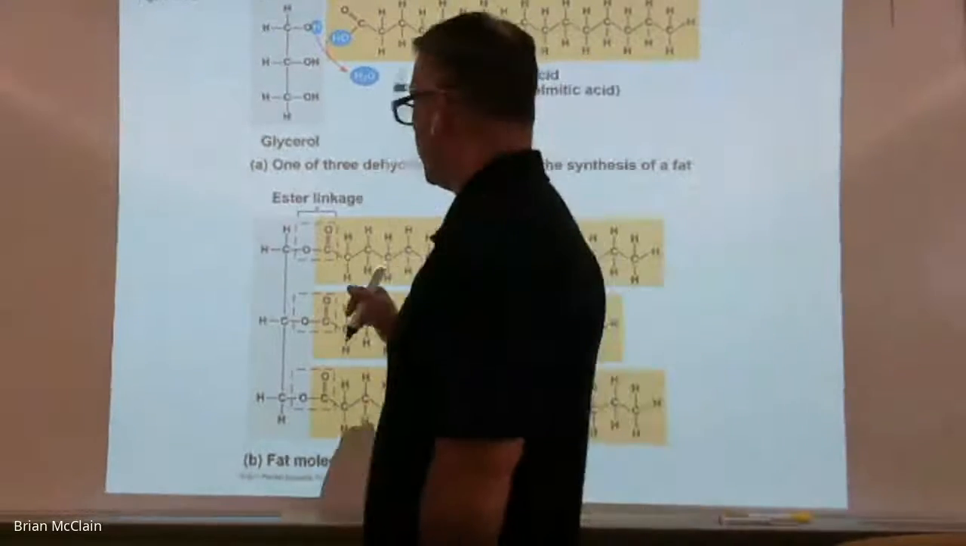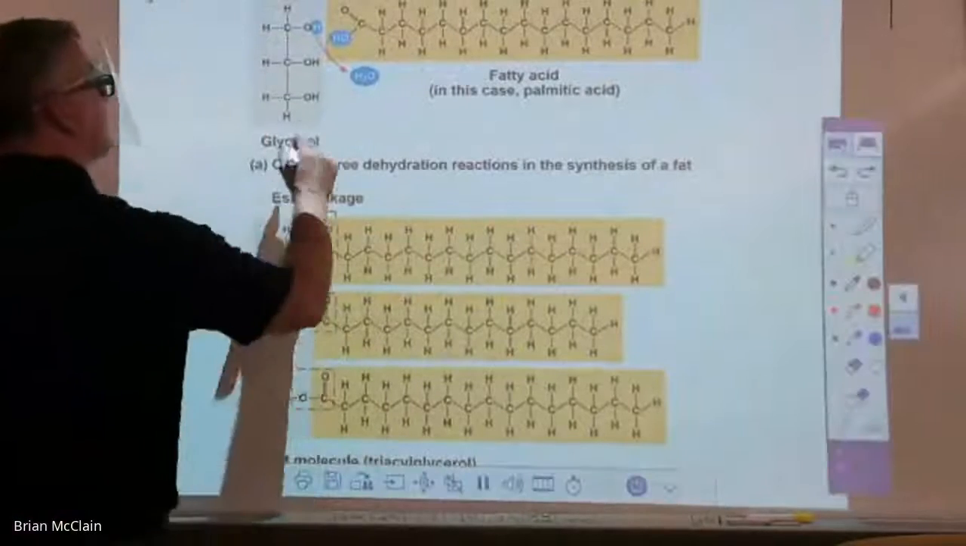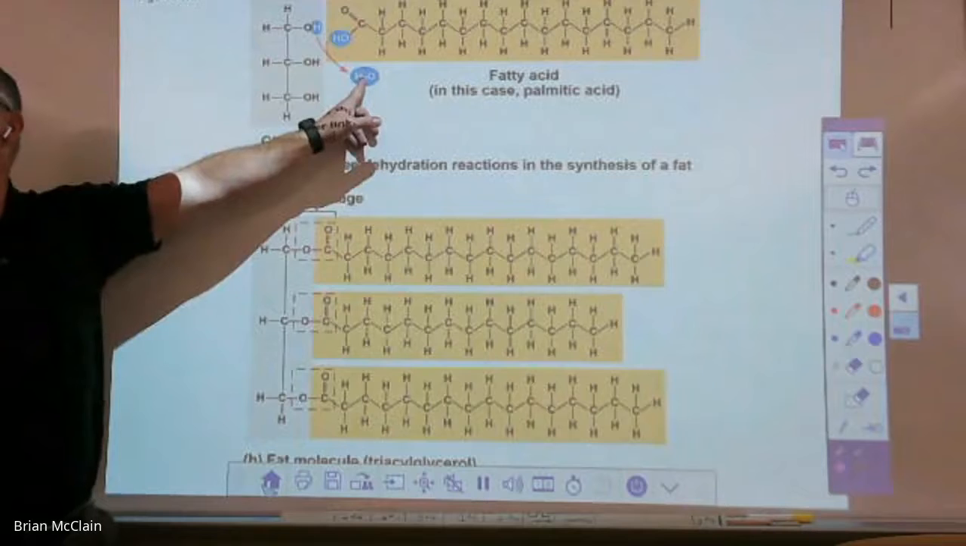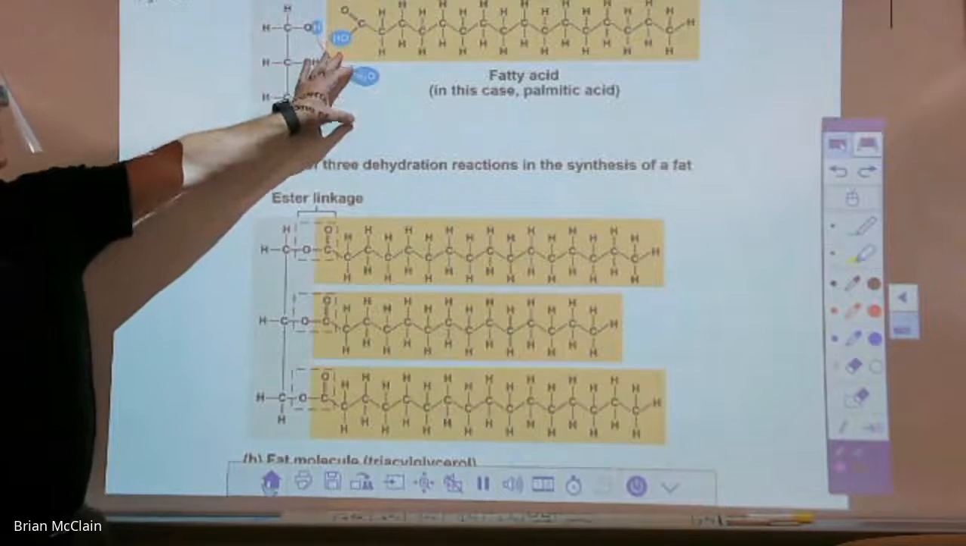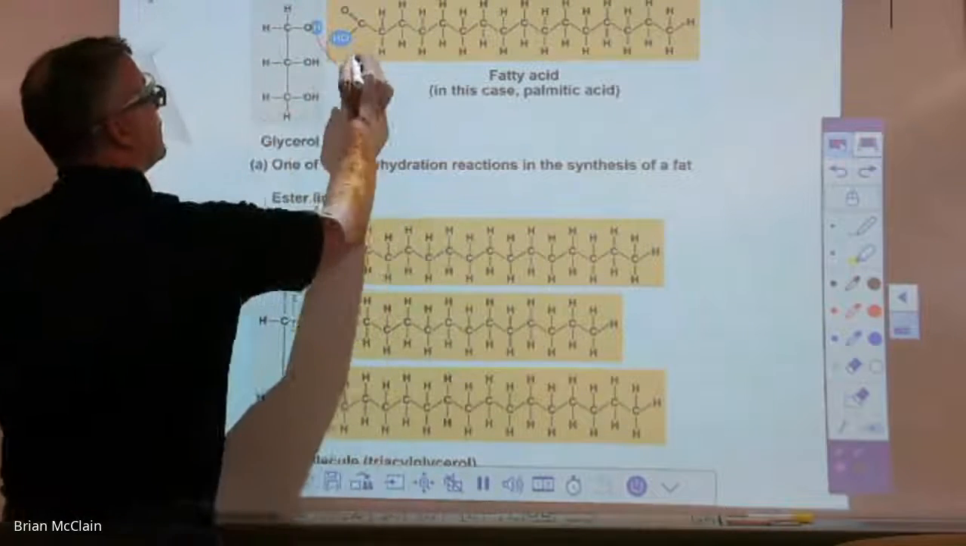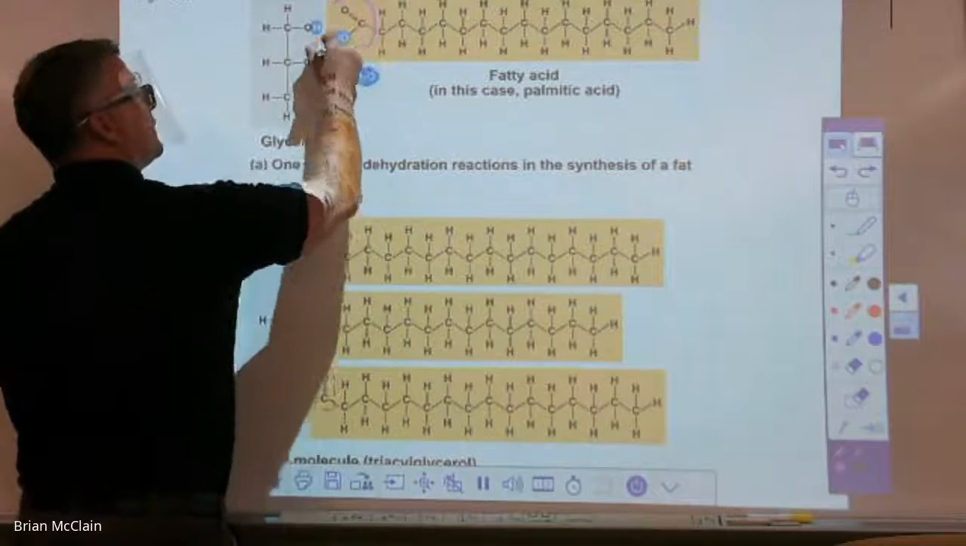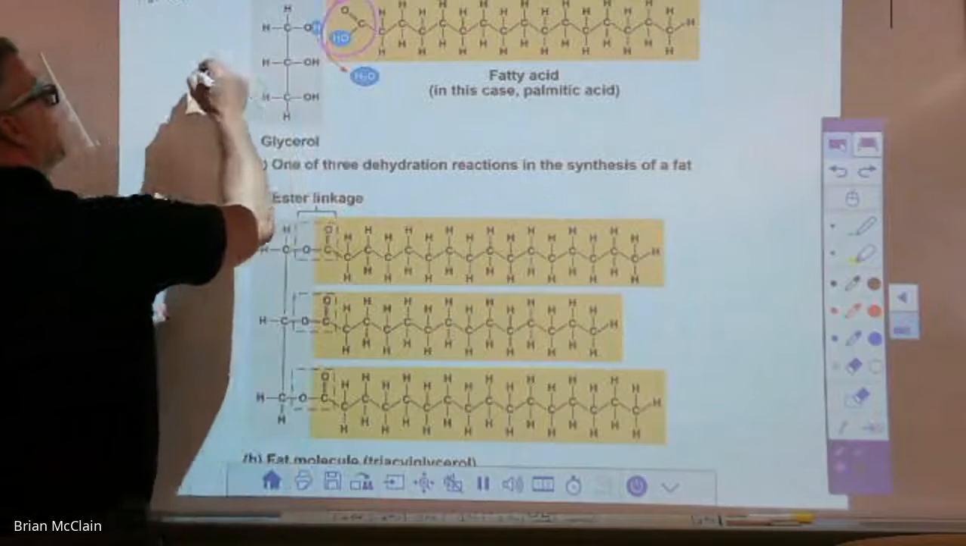So let's look at this one right here. This top image shows us an example of a fatty acid. And in a fatty acid, you can see this part right here, the C double bonded to the O and the OH, that's called the carboxyl end.